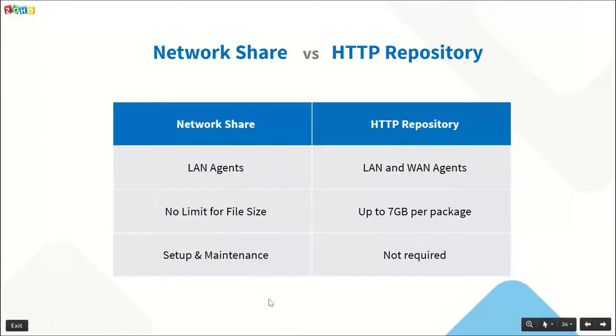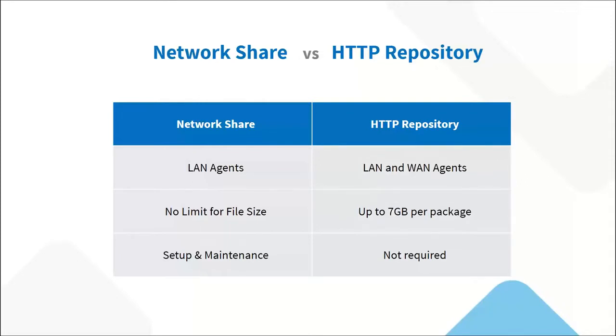Let me quickly show what the differences would be and why we opt to have two types of repositories in your network. Like I said, a network share repository can be accessed only by your LAN agents, whereas your HTTP repository can be accessed by all your LAN, WAN, and roaming users. The advantage of a network share repository is that there's no limit on the file size that can be stored. But in an HTTP repository, you can store up to 7 GB per package.